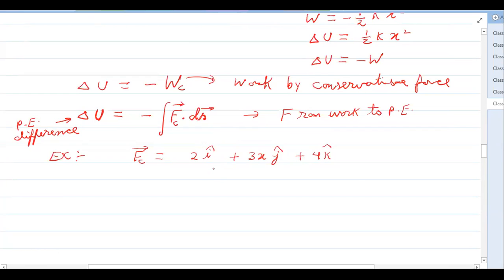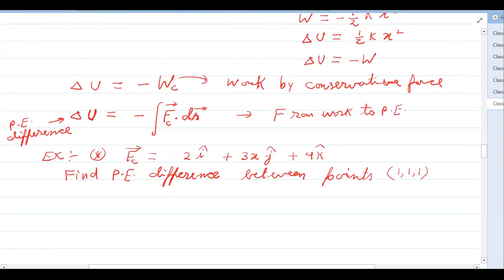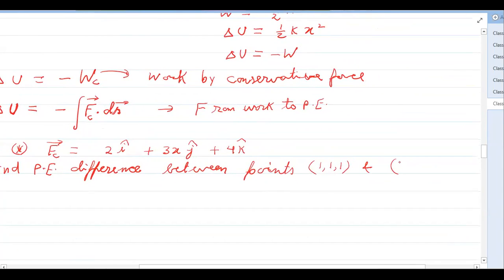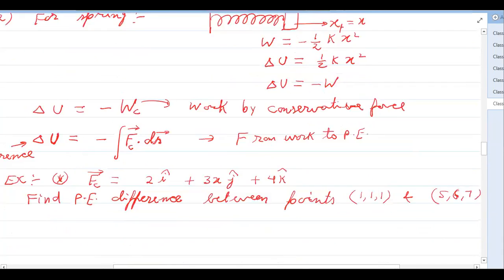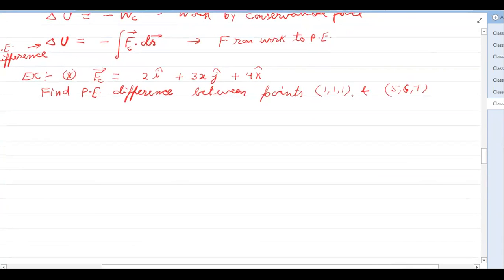Suppose we are provided with this force. Find the potential energy difference between points (1, 1, 1) and (5, 6, 7). So a particle is moved from point (1, 1, 1) to (5, 6, 7), and we have to find the potential difference.